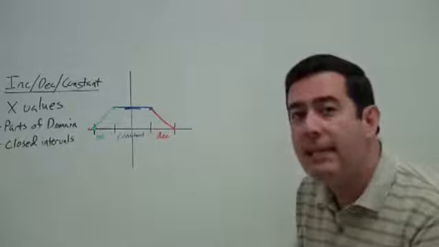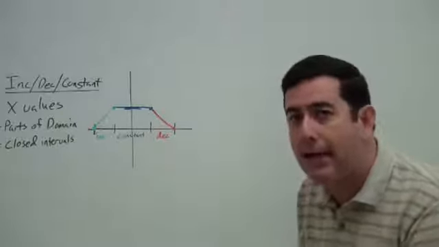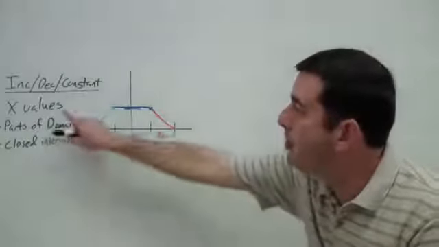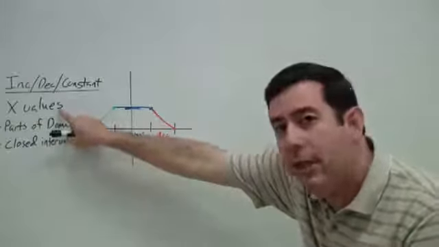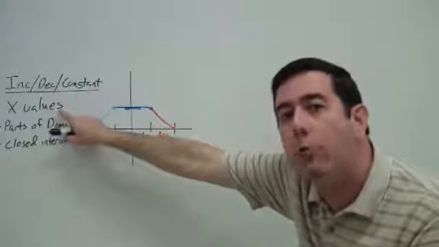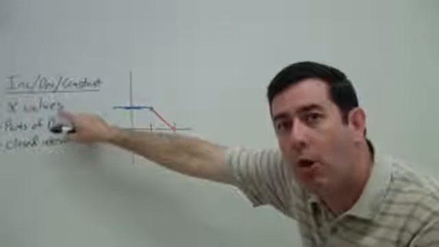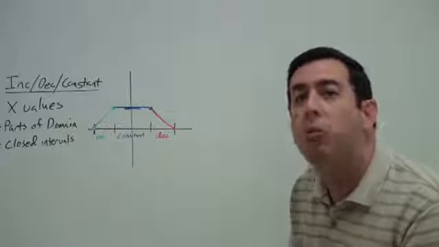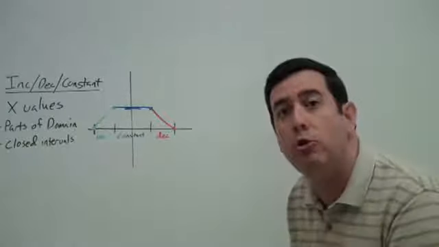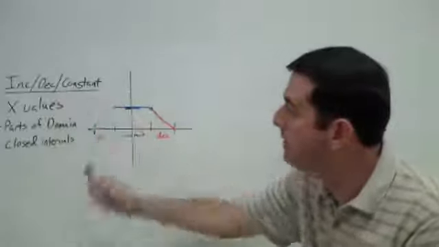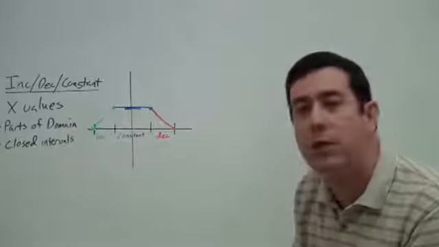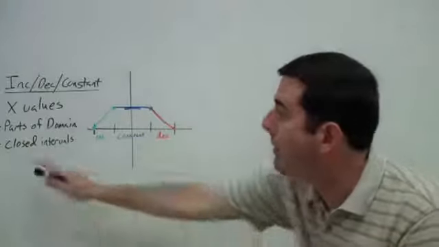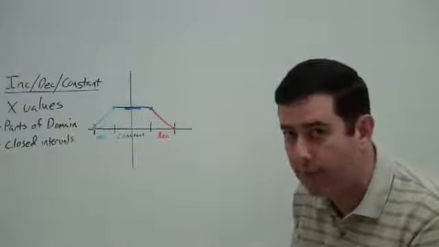Now, the keys to being able to talk about increasing, decreasing, and constant will be these. Remember that it's x values that we're talking about. Between which x's does the picture go up? Between which x's does the picture go down? And between which x's does the picture go straight across? So it's x values. They are parts of the domain. As we list these things, we will write them as closed intervals.